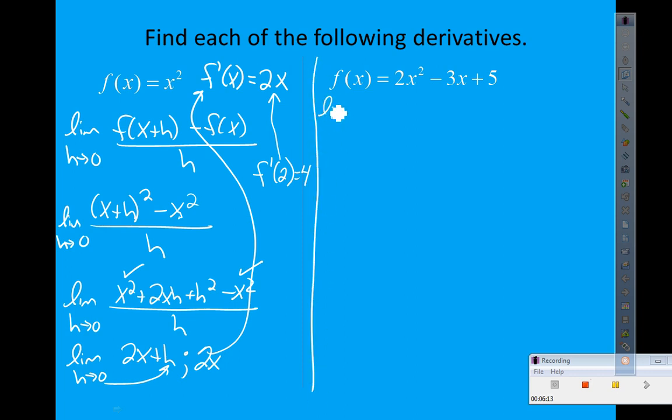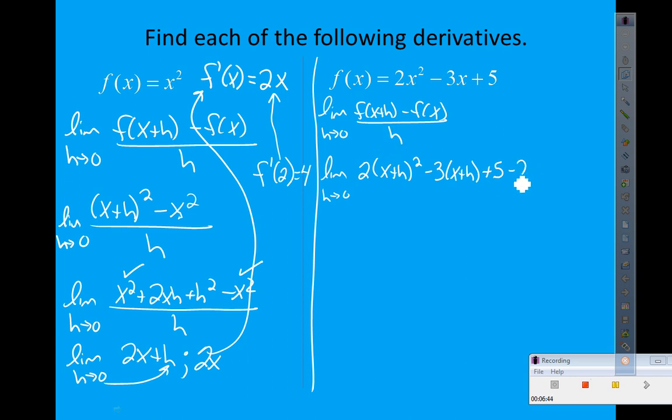Once again, guys, we're going to find the limit as h approaches 0 of f of x plus h minus f of x, all over h. If I had a stamp, I would just stamp that formula every time. So here's what it looks like. The limit as h approaches 0 of 2 times x plus h squared minus 3 times x plus h plus 5. That takes care of the x plus h part, but I've also got minus 2x squared plus 3x minus 5, and then all of this is over h.